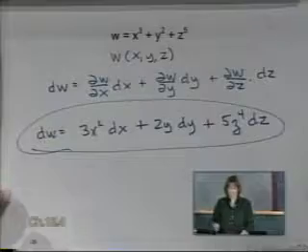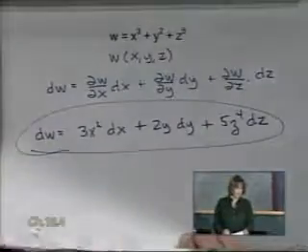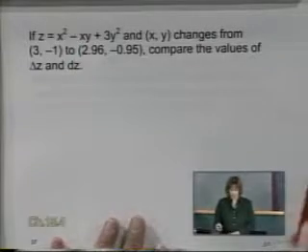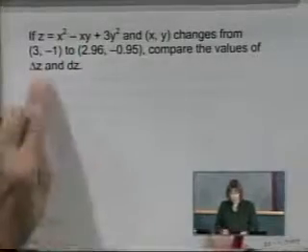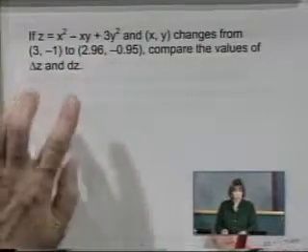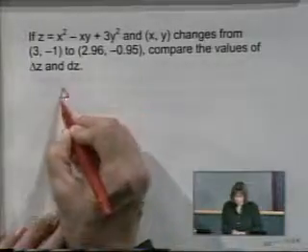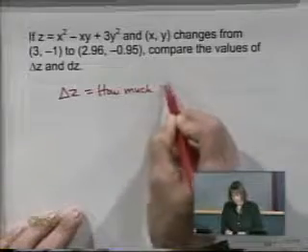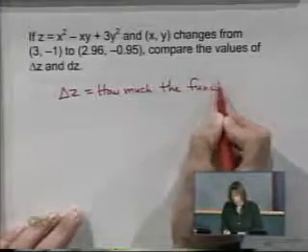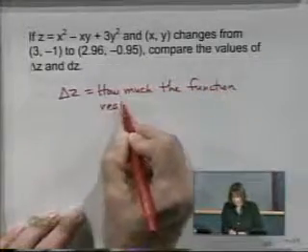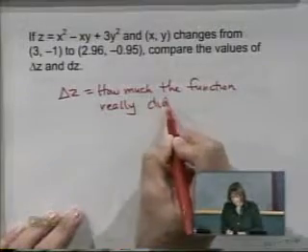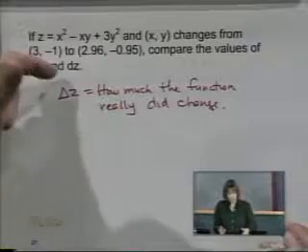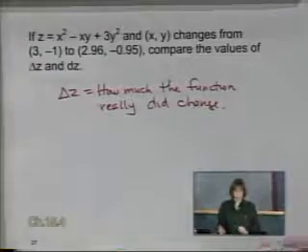Now we're going to be using this total differential for a lot of neat things. But one thing we can use it for is to remember delta z and dz are two different things. Delta z is how much the function really did change. The differential is an approximation to how much it changed.